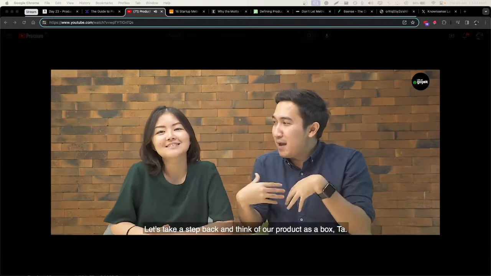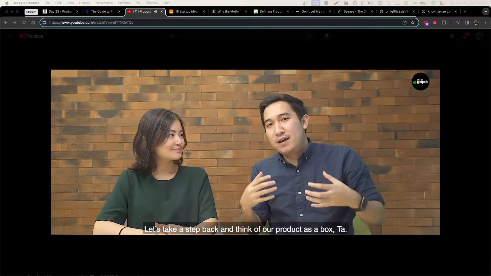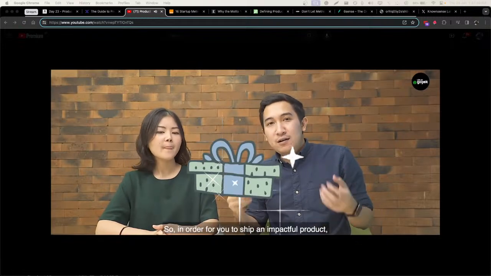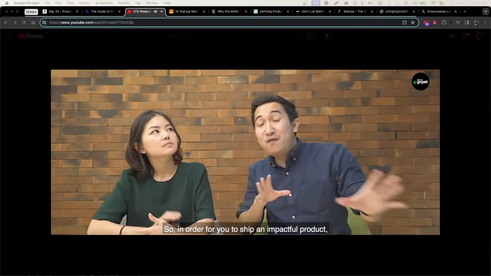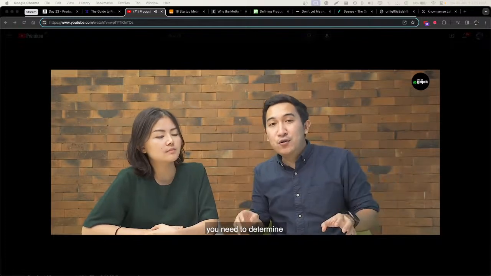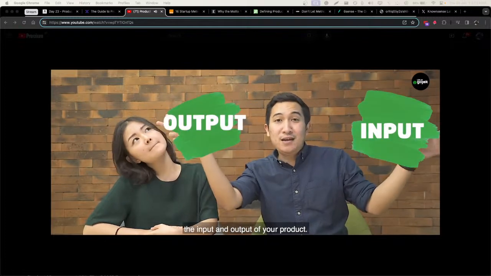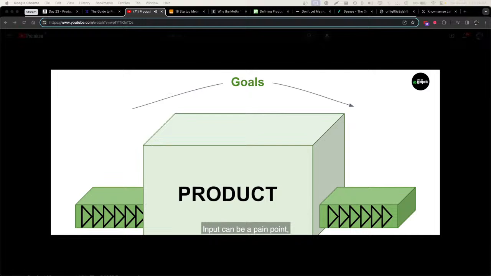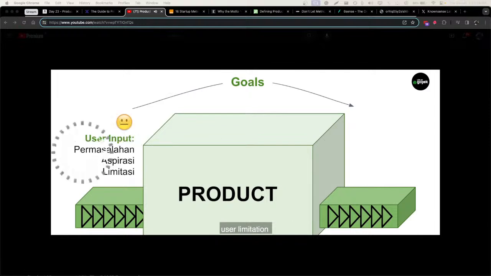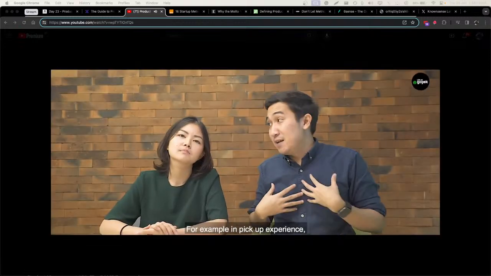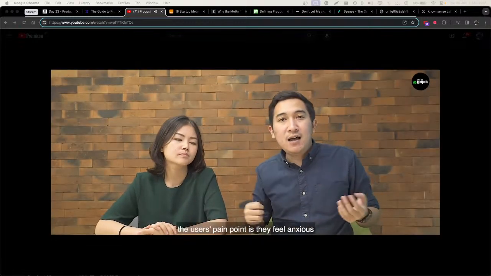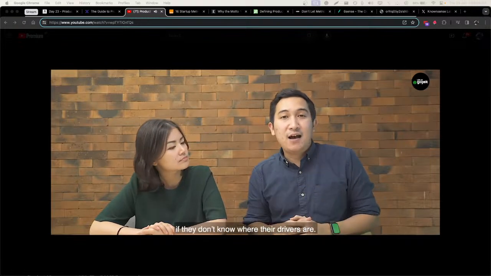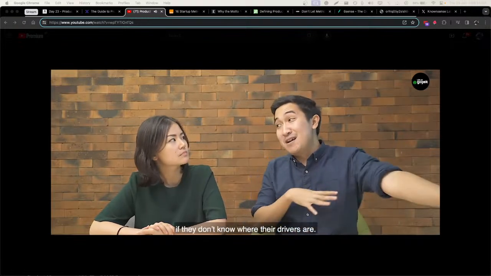Nah, let's take a step back dan think our product itu as a black box. Jadi in order untuk kalau lu mau ship sebuah produk yang impactful, lu harus determine dulu input dan output dari produk lu itu. Input itu bisa kayak pain point, limitasi user, atau problem yang mereka alami. Contohnya kalau di pickup experience, pain point user adalah mereka merasa cemas kalau nggak bisa tahu posisi drivernya dari mana.